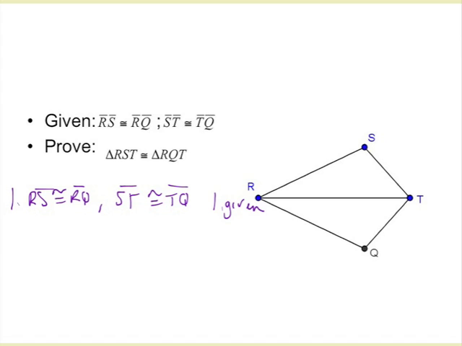And I always like to mark up my picture so I can see what I have so far and know what else I need to do. So RS and RQ, and ST matches TQ. So far we have 2 sets of sides. To be able to say 2 triangles are congruent, which is always the goal for today, I have to either get all 3 sides or 2 sides and the angle that connects them. So I need one more piece of information in here. What can I say about these 2 triangles?